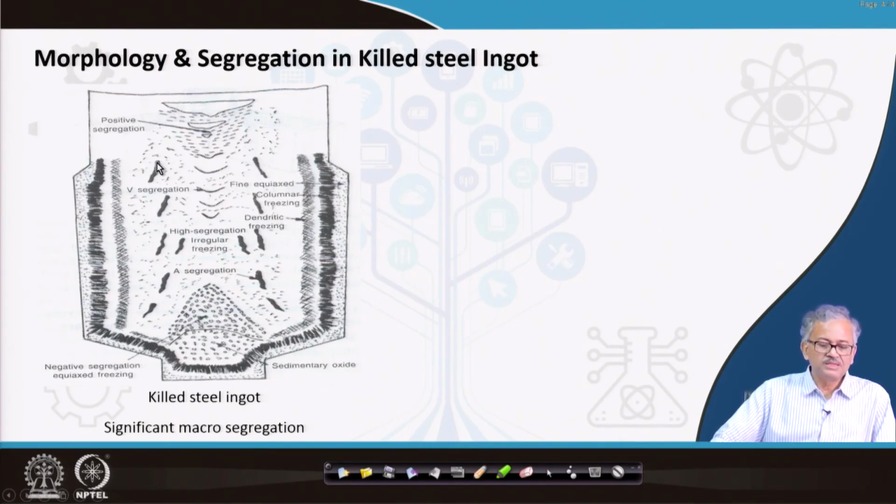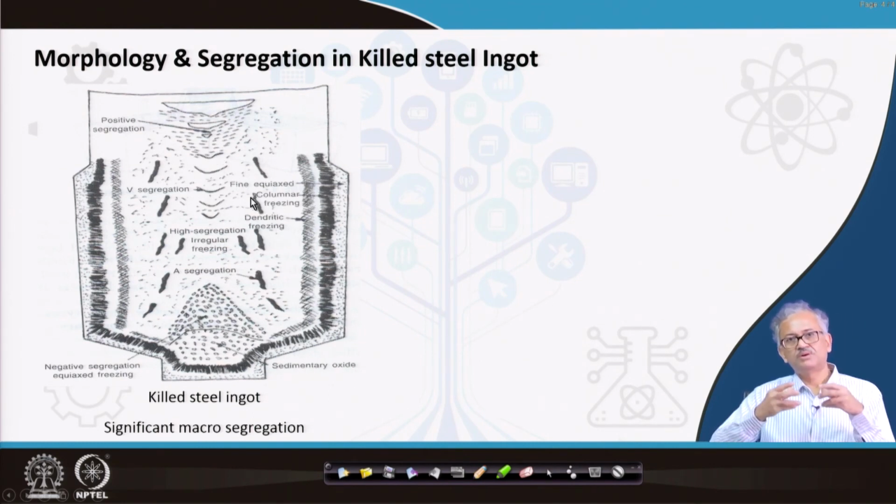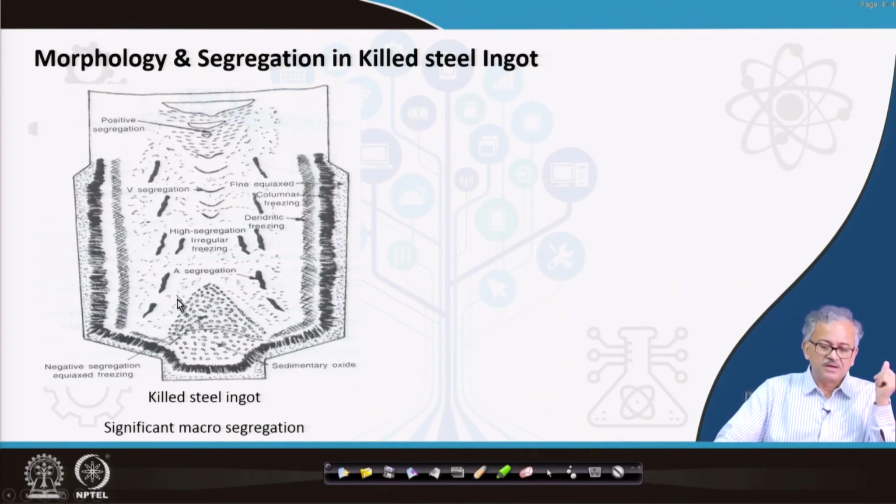And then you can find what are called the positive segregation. This is called the A type segregation. This is the C type segregation. All are positive segregation. And this type of pattern basically forms because of very mild natural convection that takes place in this structure. Okay, so this is positive.